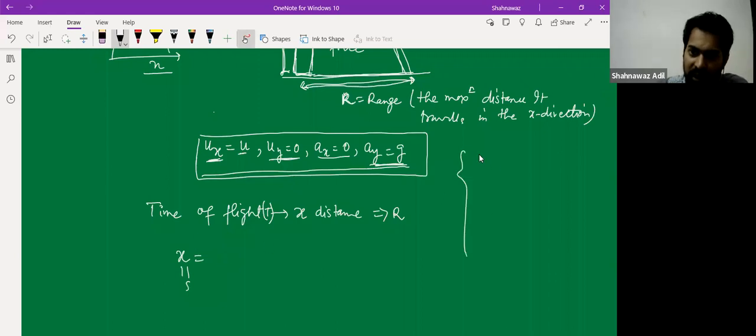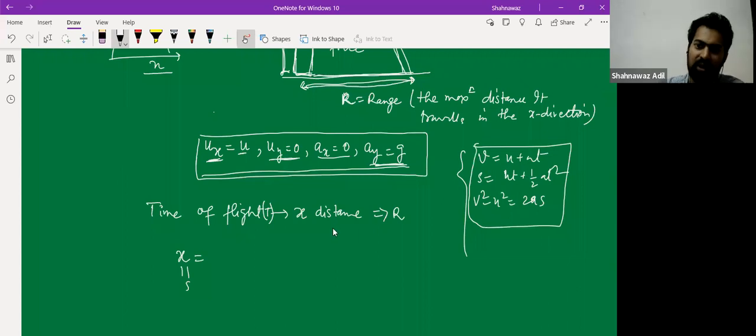So second, let's write V is U plus AT. S is UT plus half AT square, and the third one. Right. So these three, and we will be using these three. So for x direction distance, your U will be what? UX, right? So UXT plus half AX T square, right?